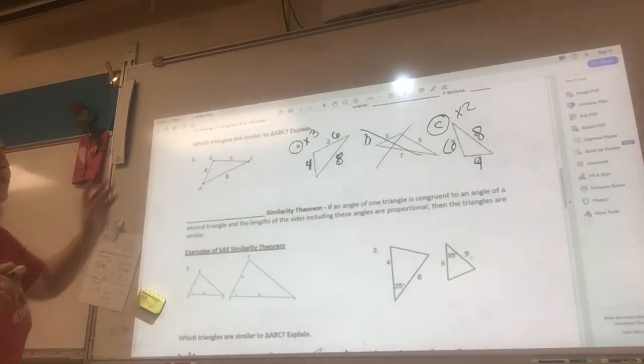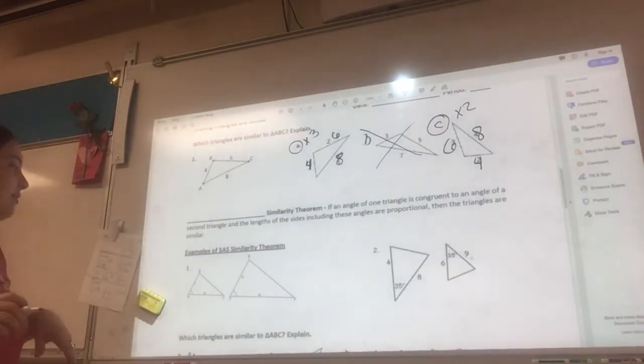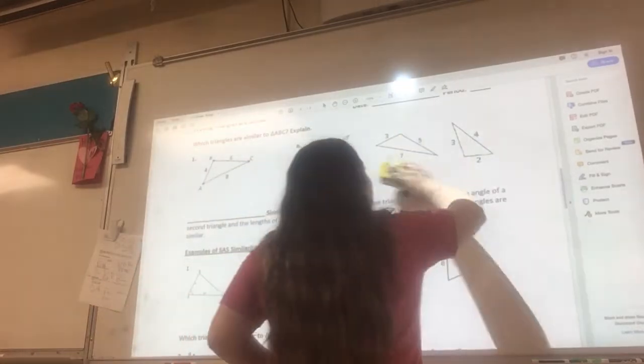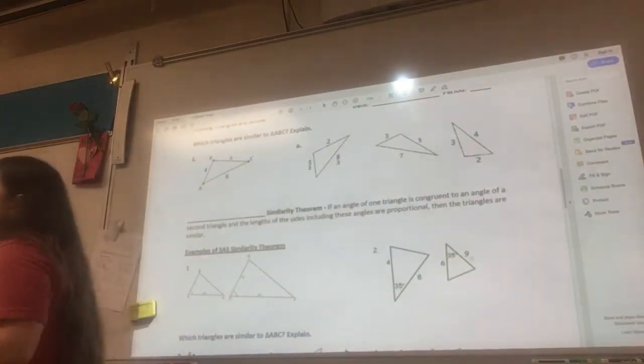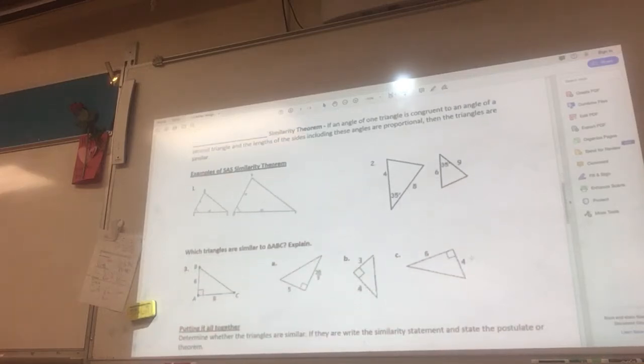Sweet. So you have just learned the side, side, side similarity theorem. I think you guys will get that one down fairly quickly. I'm hoping. So it's just a review of 7-2, and then making sure we can get through it.